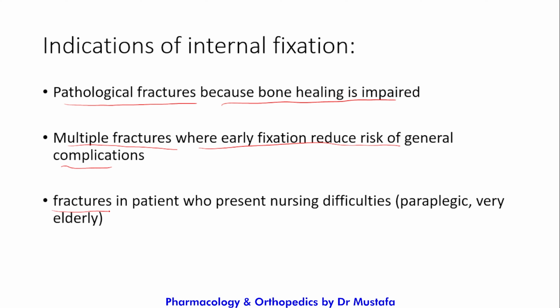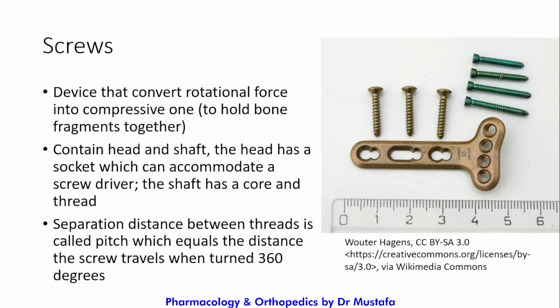It is used in fractures in patients who present nursing difficulties, for example the paraplegic patients and the very elderly. So let's talk about some orthopedic implants, and let's start with the screws. The screw is a device that converts rotational force into compressive force to hold the bone fragments together.